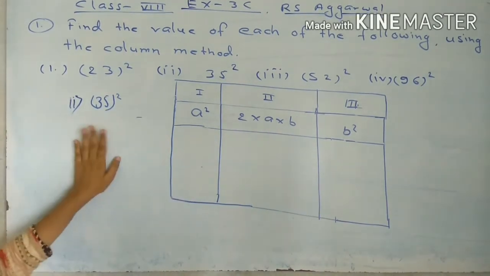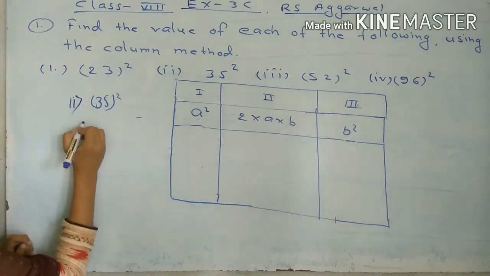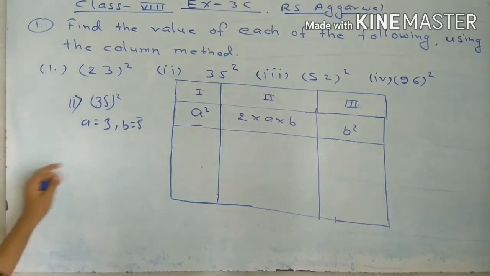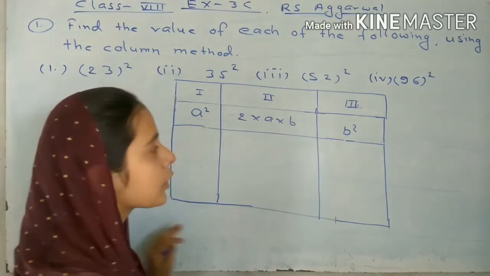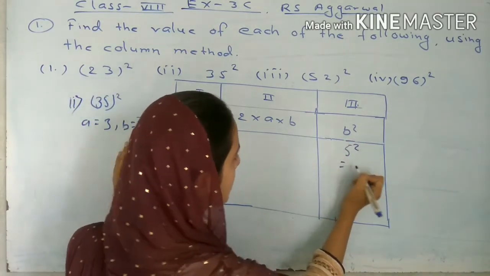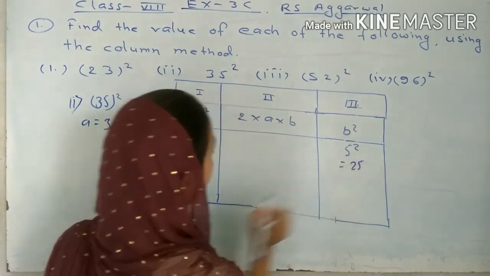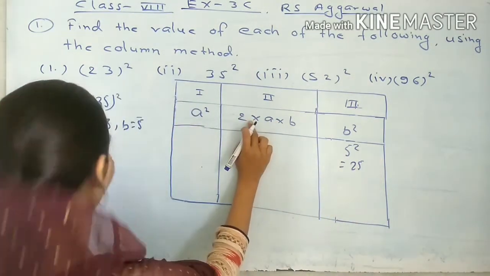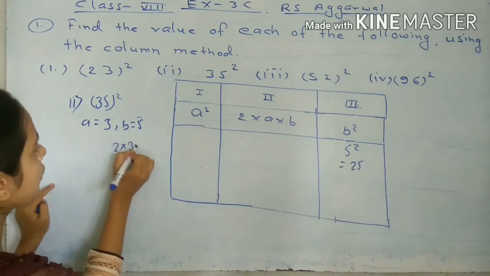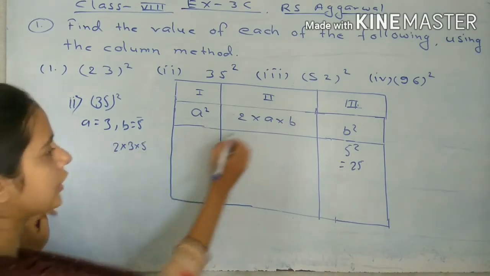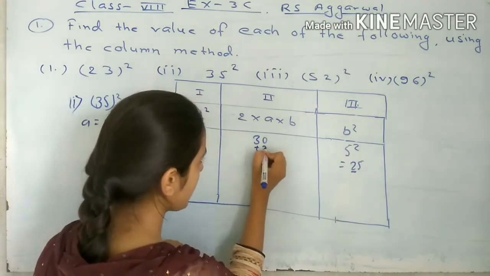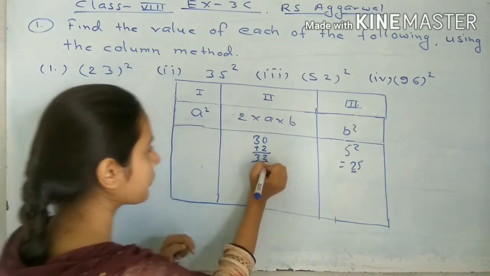Question number 2 is 35 square. So the a value is equal to 3 and the b value is equal to 5. We will do it from b square. I have told you why we start from b square. The b value is 5, and we know that 5 square is 25. And 2 into a into b means 2 into the a value and b value multiplied. So 2 into 3 into 5 means 6 times 5 is 30. 30 plus this one digit will come here, so 30 plus 2 is 32.